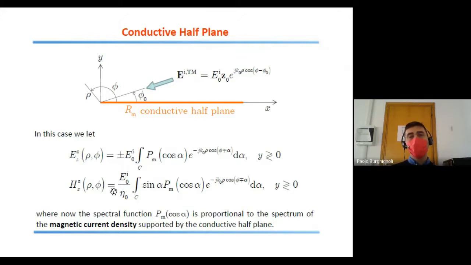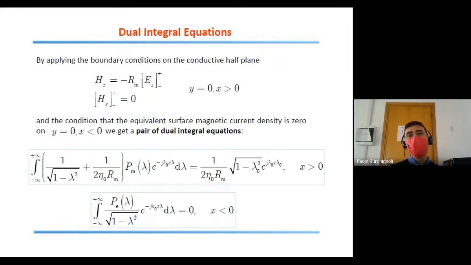Now the spectrum PM, where M stands of course for magnetic, is proportional to the spectral magnetic current density that is supported by this conductive half plane. So apart from minor modifications, the procedure is exactly the same. You enforce the boundary conditions, that is, you have a relation between the magnetic field and the jump of the electric field through the magnetic conductivity, Rm, and the magnetic field is continuous across the sheet. You have, in the same way, a pair of dual integral equations that are quite similar to the previous ones.